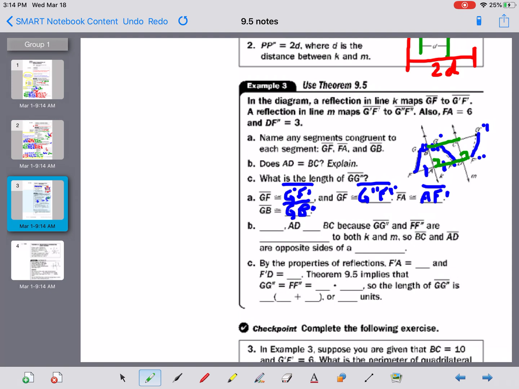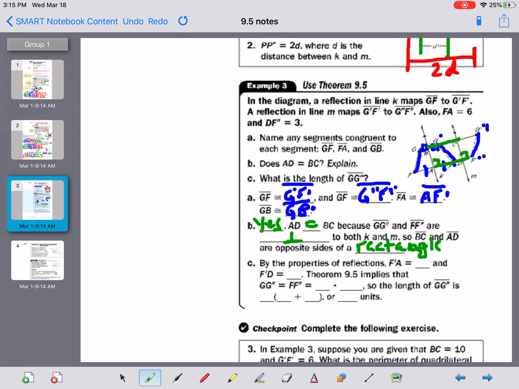So if we have a rectangle, are that top and bottom line congruent? Definitely. They're going to be equal in length because we have a rectangle. And by the way, I'm going to put perpendicular in that space. So what we write down here is, yes, AD equals BC because G, G prime, and F prime are perpendicular to both K and M. So that made opposite sides of a rectangle, which allow those to be congruent.